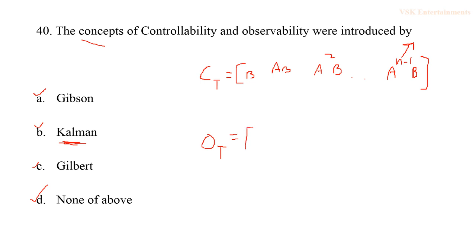Similarly, Kalman's observability test is given as OT is equal to [C transpose, A transpose into C transpose, and so on, up to (A transpose) whole power N minus 1 into C transpose]. Here also N represents the order of the given matrix. This is Kalman's controllability test and this is Kalman's observability test. These two were introduced by Kalman. So for this bit, option B is the right answer.